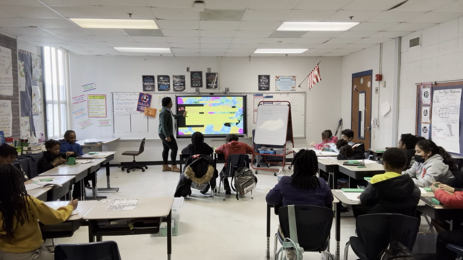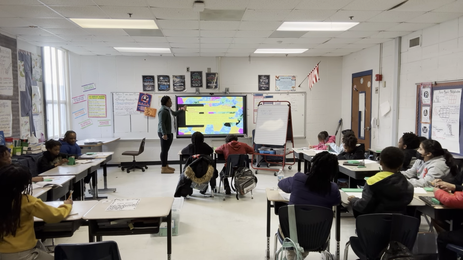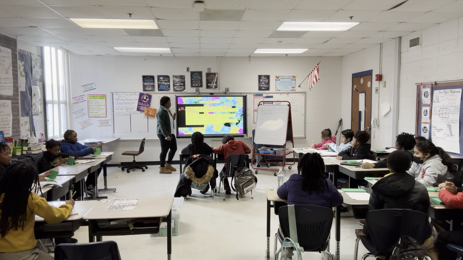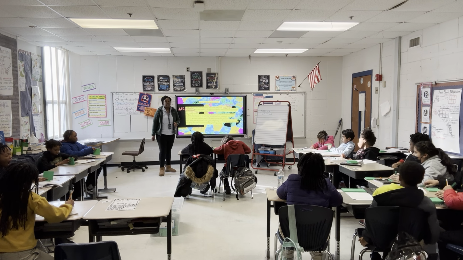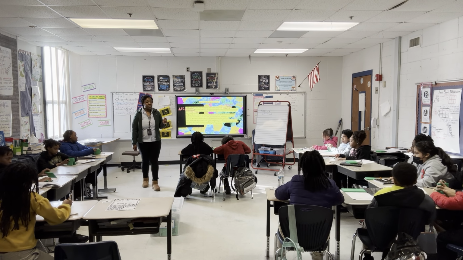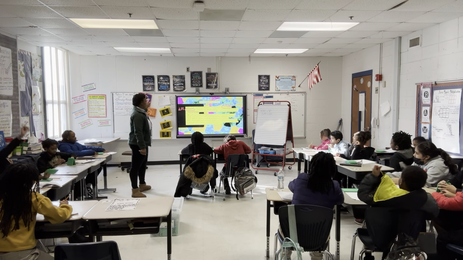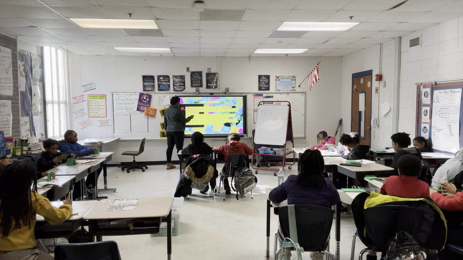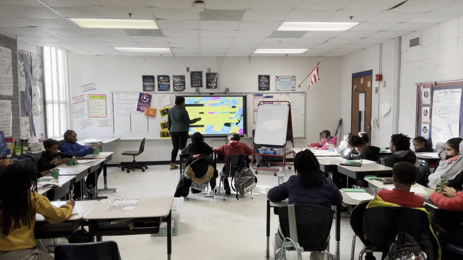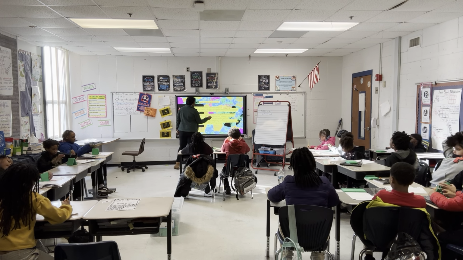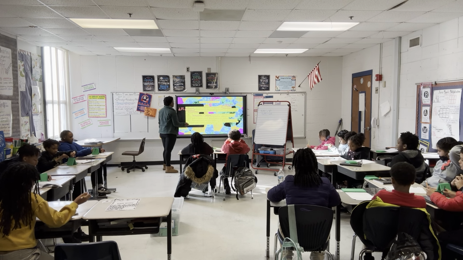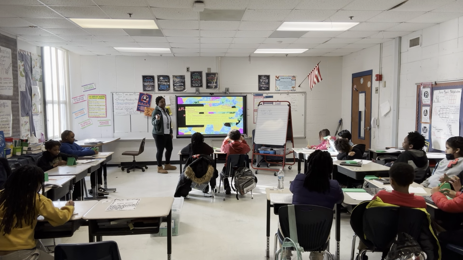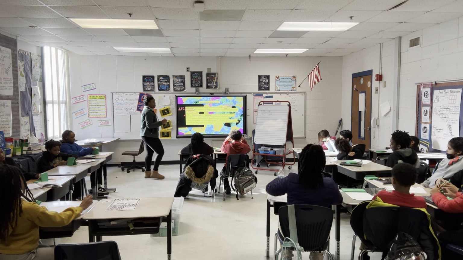Now this one sounds very familiar to this one. Can anyone tell me what may be different in this standard than this standard? I see some key words in this standard that it's not telling us to do in the first one. It wants us to do what? Demonstrate and explain, okay? I'm going to put a star by that. Demonstrate and explain.